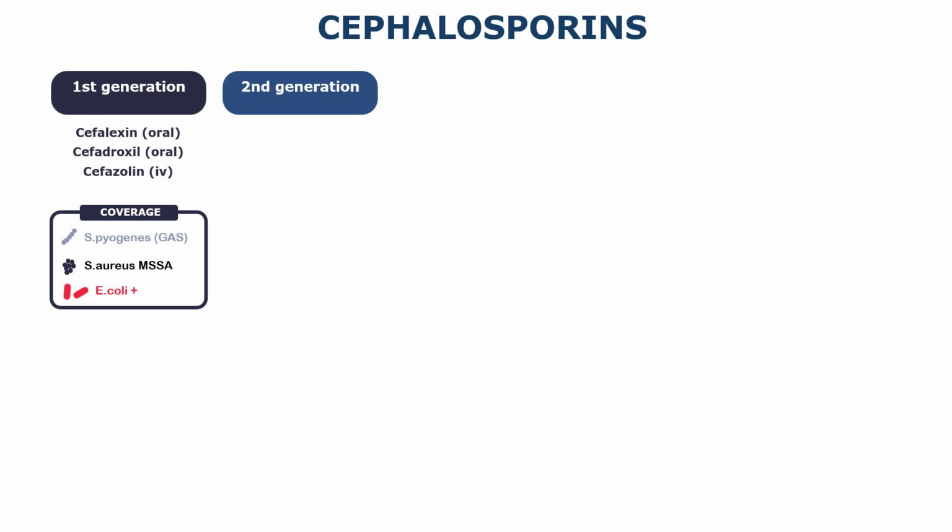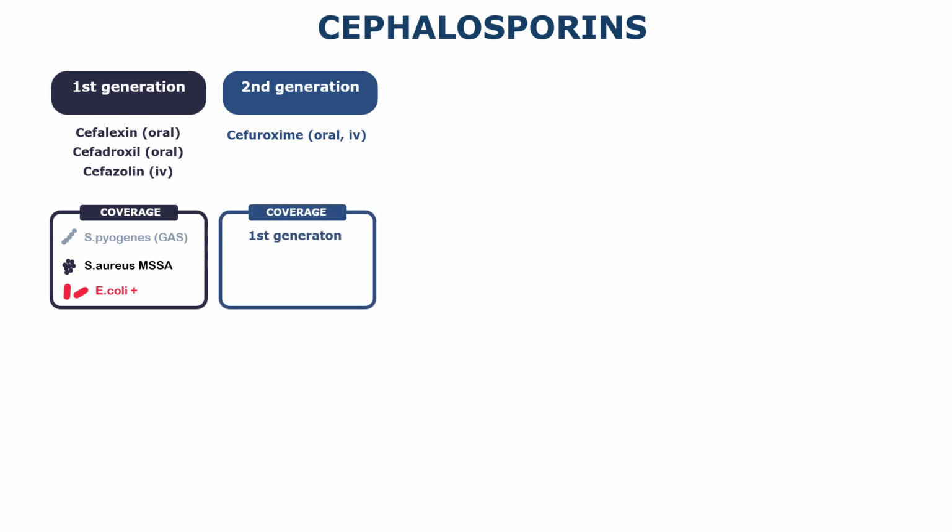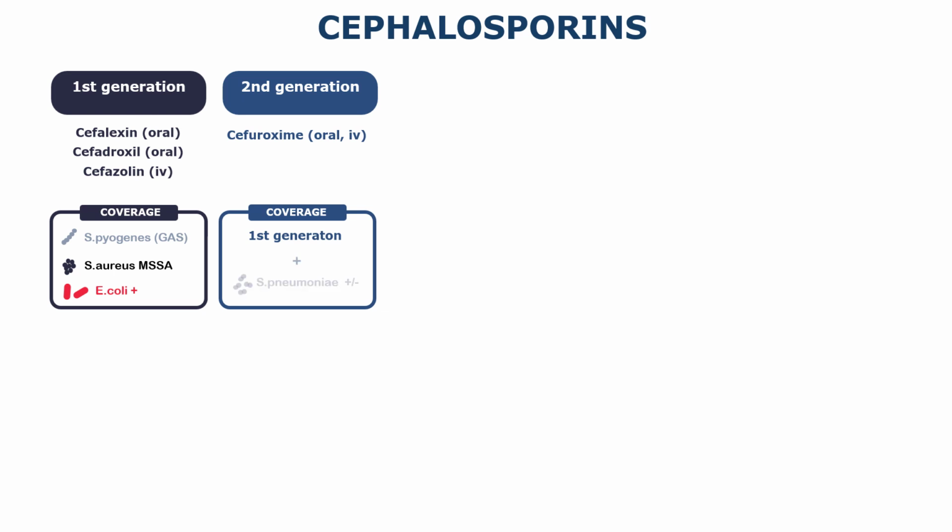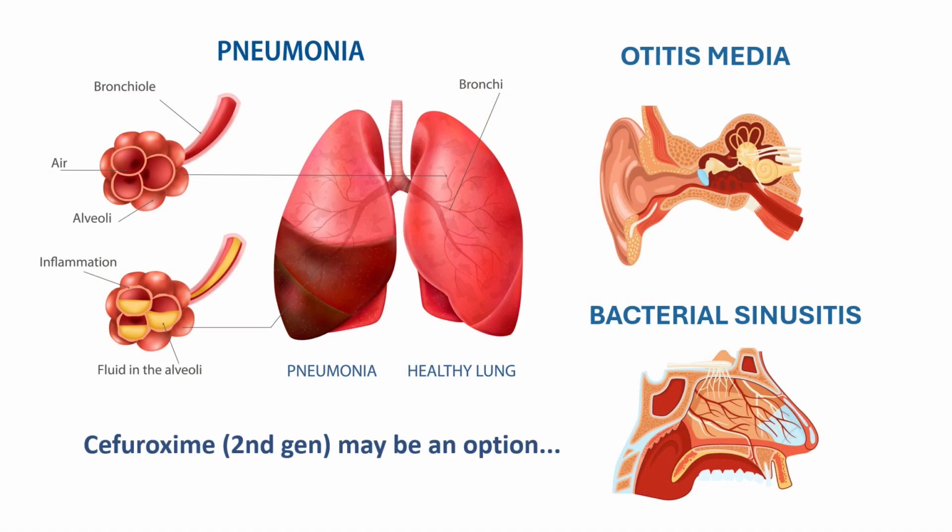The most well-known representative of the second generation is cefuroxime. It's available in oral and IV formulations. Its spectrum of activity is quite similar to the first generation, but with one crucial difference. While the first generation is generally useless against pneumococcus, cefuroxime does have a decent pneumococcal coverage. By decent, I mean, if pneumococcal resistance to penicillin is rare in your area, cefuroxime can be a good second or third line option for mild pneumococcal infections. But in areas where pneumococcal resistance is more common, it's just too risky, so don't use it.